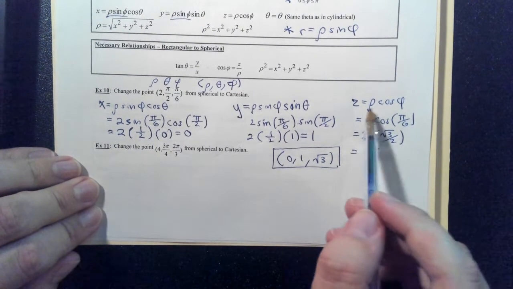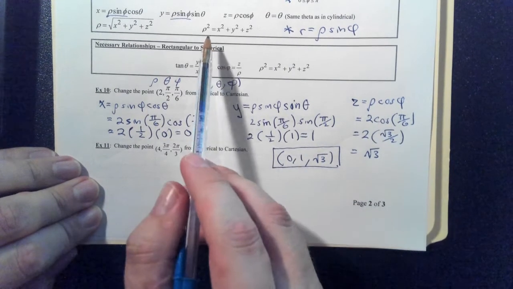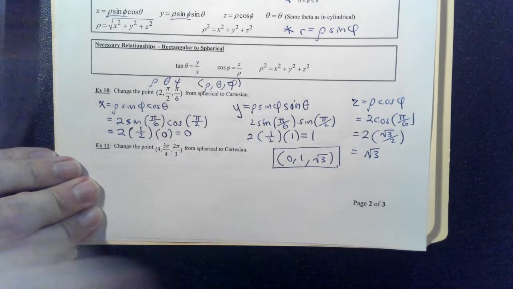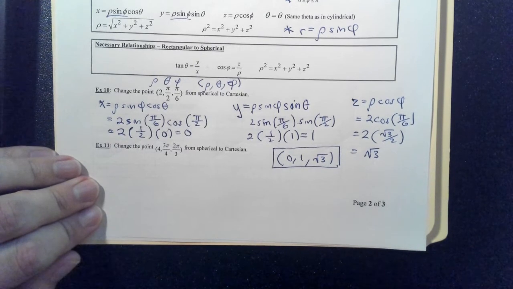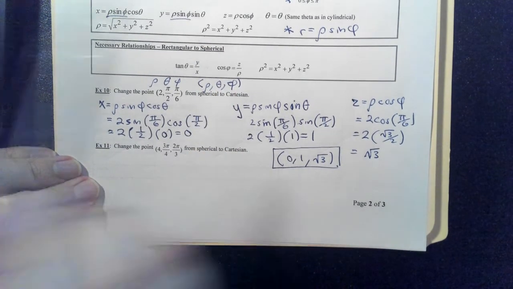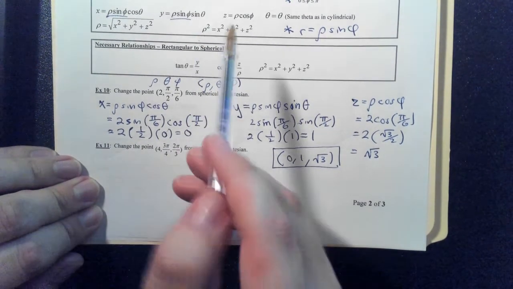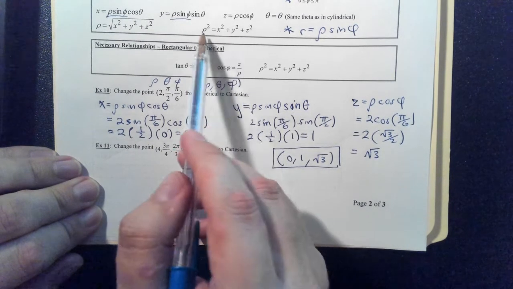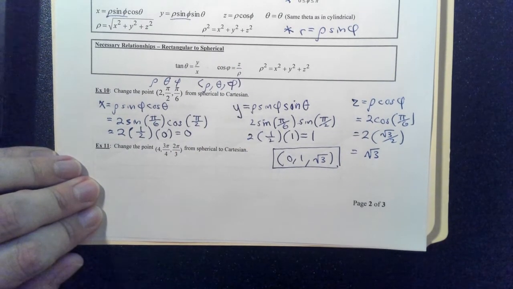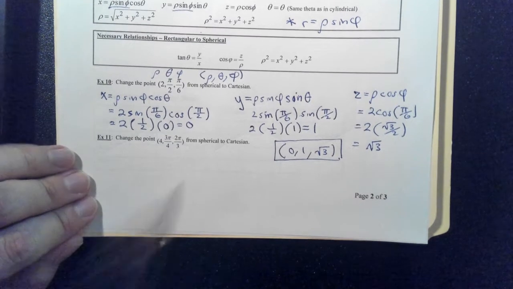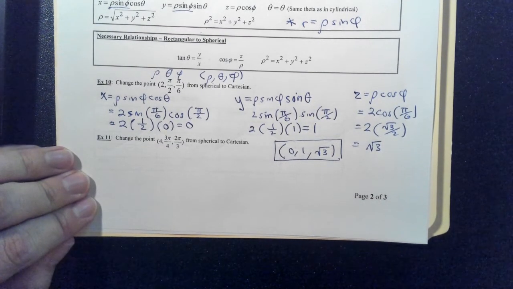Now make sure you're using this conversion. We do know that rho squared is x squared plus y squared plus z squared, but the problem with that is that equation is not going to tell you, even if you already know rho, x, and y, if z is positive or negative. You can reason it out. Take a look at example 11, we'll see it.